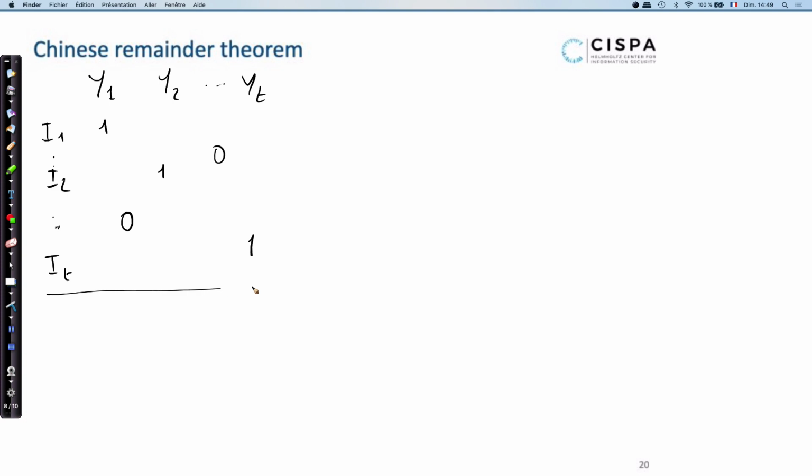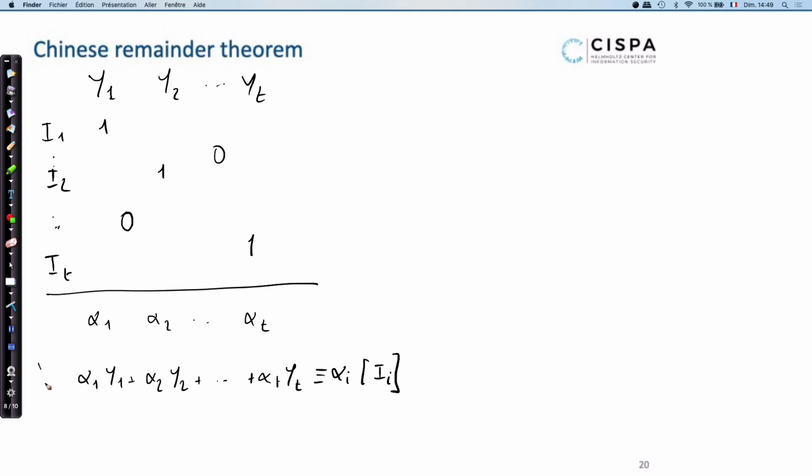So now, if you just give me values you want to see, let's say alpha 1, alpha 2, ..., alpha t, then clearly the element alpha 1 times y1 plus alpha 2 times y2 plus ... plus alpha t times yt is congruent to alpha i modulo Ii for all i. Okay, and this gives the result we wanted. Good.